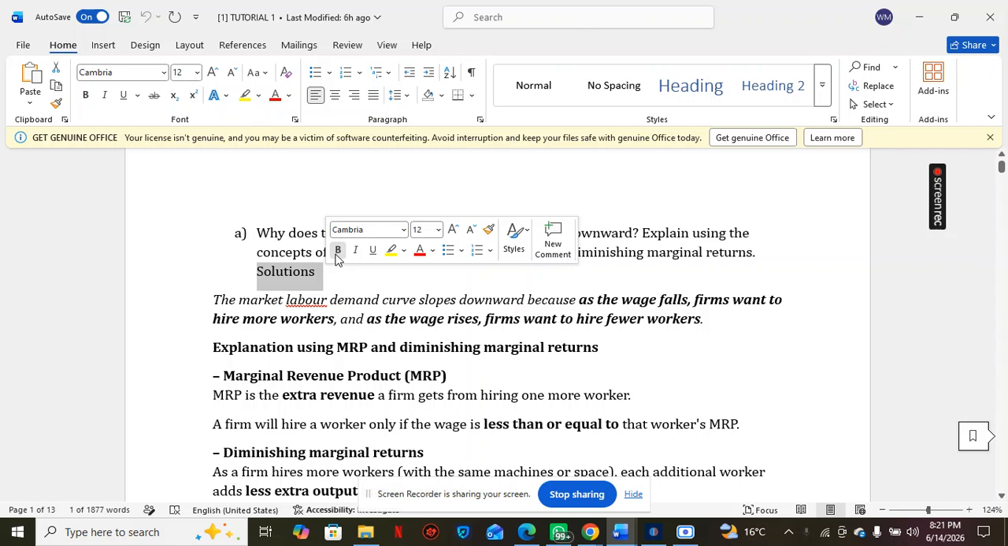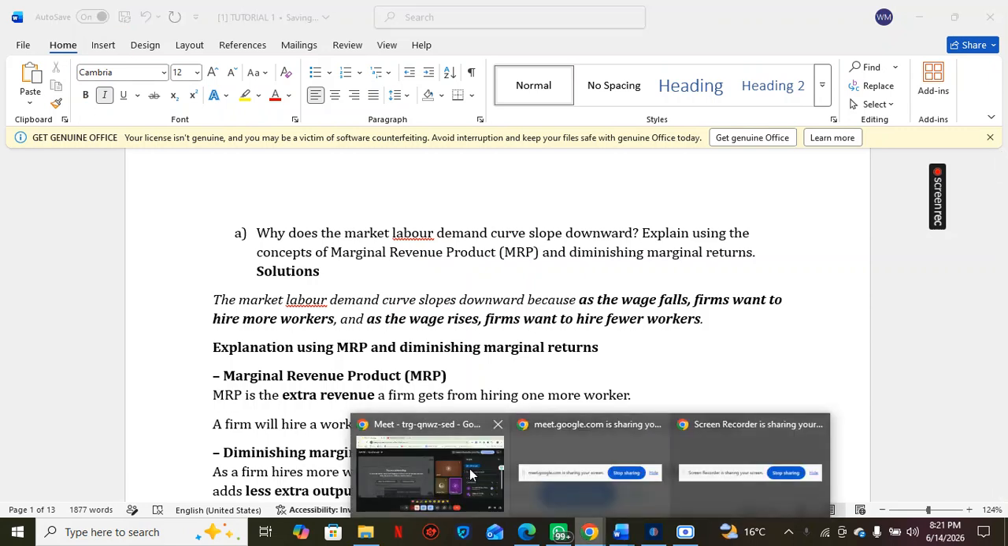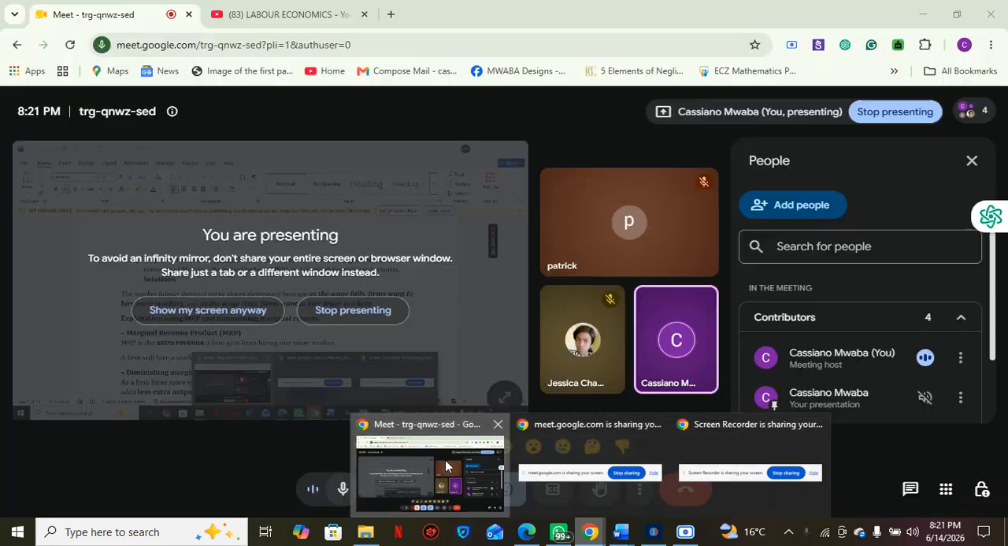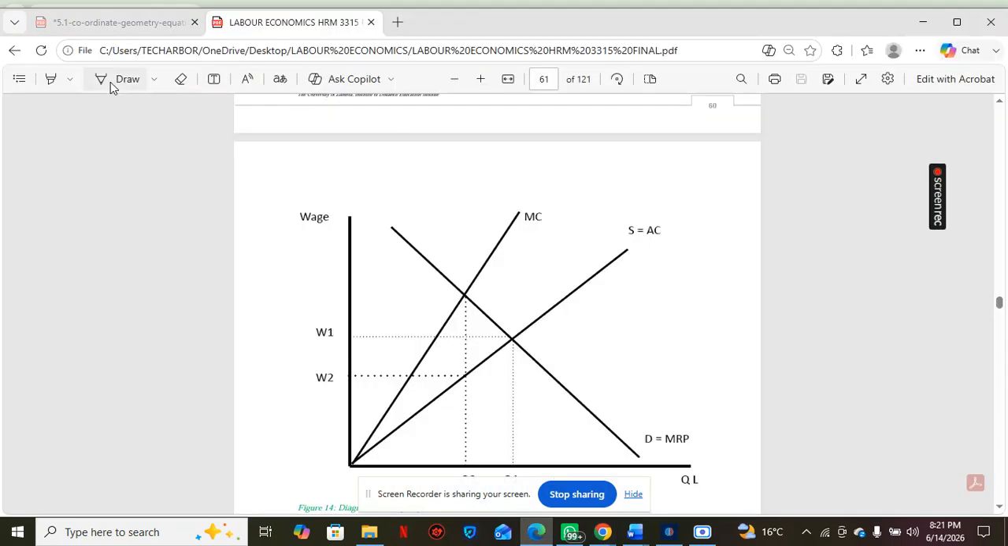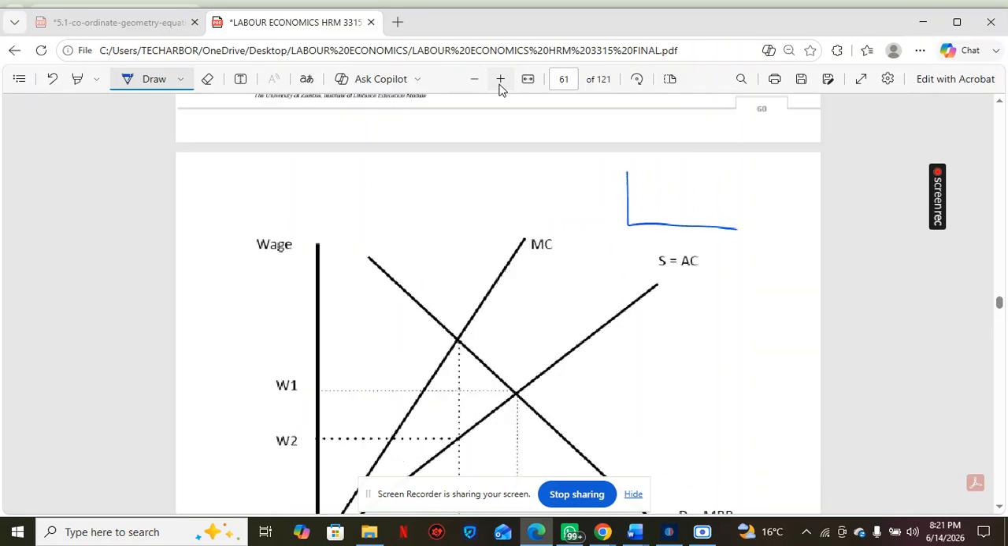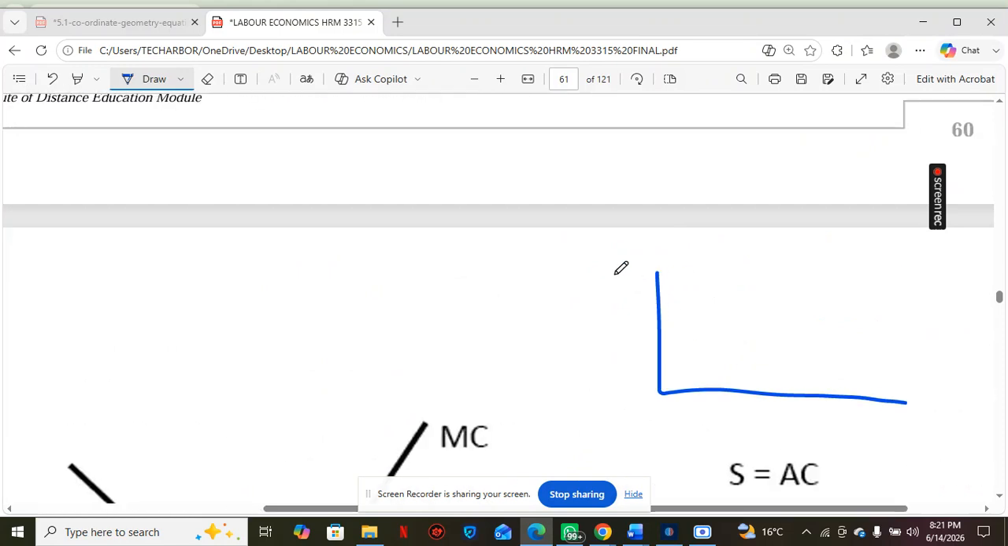All right. So first of all, the reason why the demand curve is sloping downward is because at higher wage rates, employers will hire fewer workers, and at lower wage rates, employers are going to hire more workers. Okay, let me just put it here. We have the wage rate on the y axis here. Here, we've got the quantity of workers, the number of workers. So our labor demand curve is downward sloping like this.